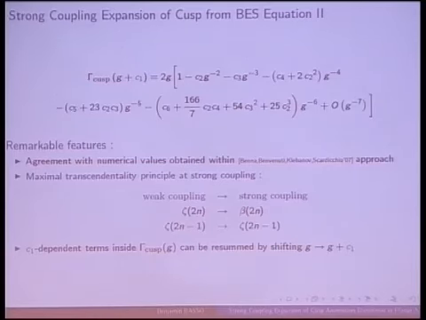Another remark we can make is that the free log 2 dependent term inside the cusp can be absorbed by shifting the constant. It means that if you don't do that, you will obtain a lot of C1, C1 square, C1 to the 4, and so on. Any idea what that means?